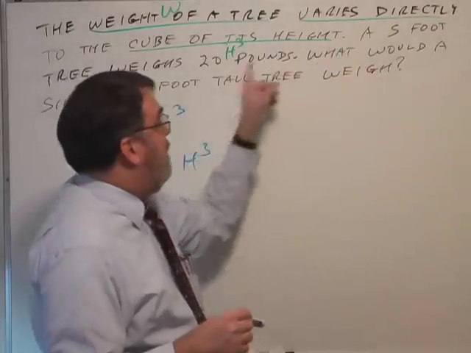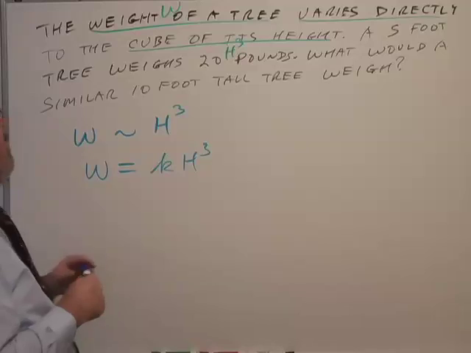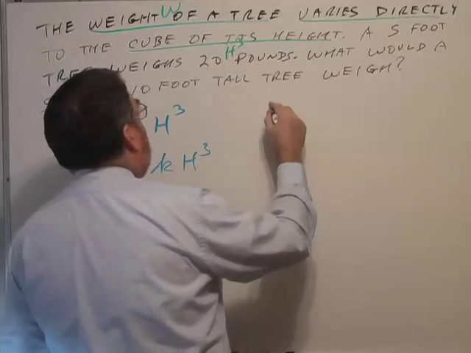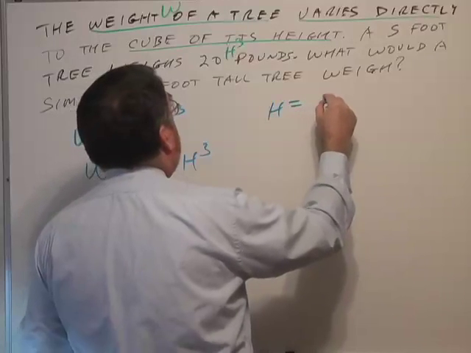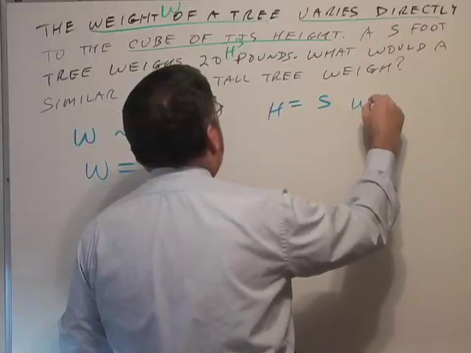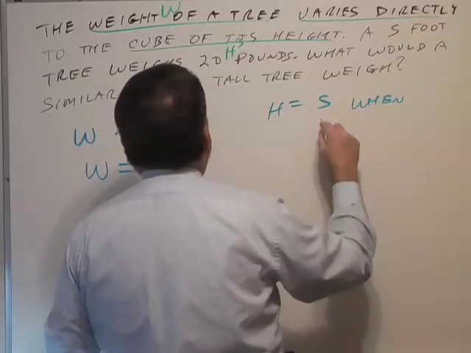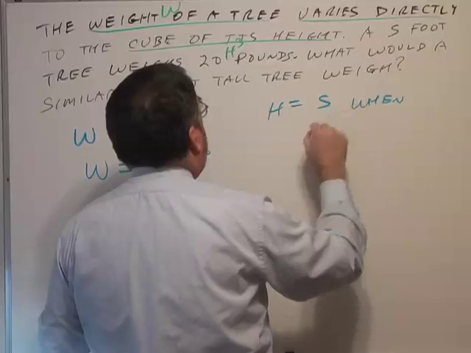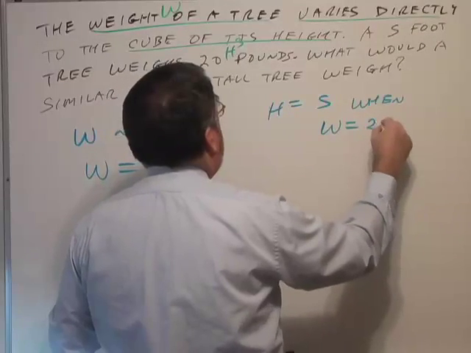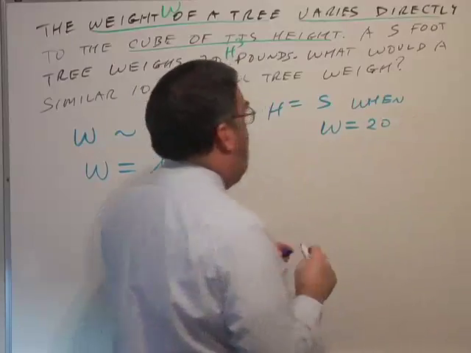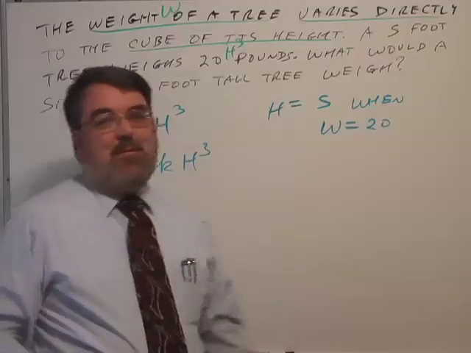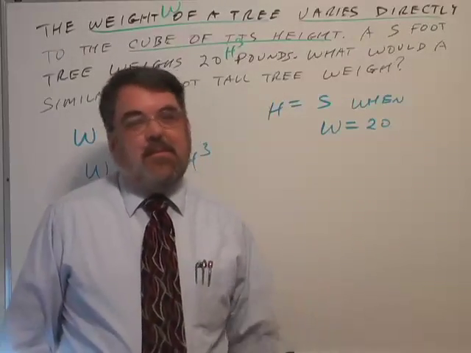A 5-foot tree weighs 20 pounds. And so that tells us that the height is 5 feet when the weight is 20 pounds. All right. Now I didn't write the units in here. I'm making an exception to my normal policy of writing units on everything.